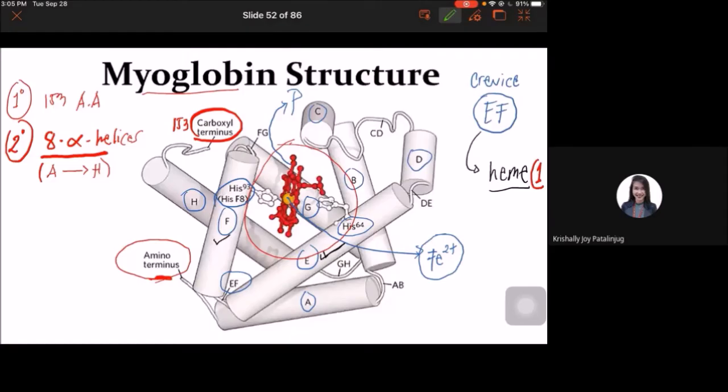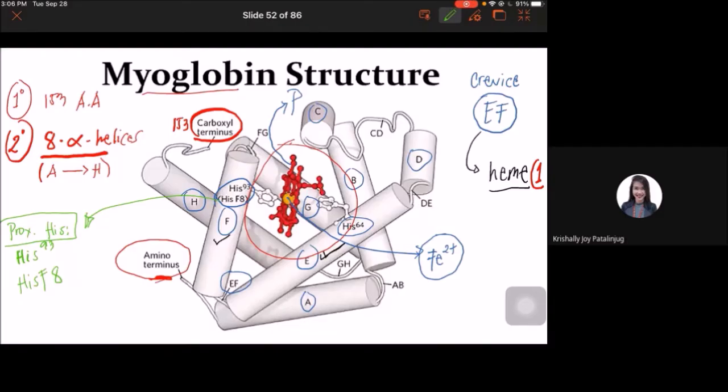Okay? So ako yung circle ha. Ayan. Yung part na to, okay? Ayan. That is known as proximal histidine. Okay? So you have there histidine 93, histidine F8. Okay? So why is it termed as histidine 93, histidine F8? Let's start first with the term proximal. Okay? Bakit siya tinawag nga proximal histidine in the first place?